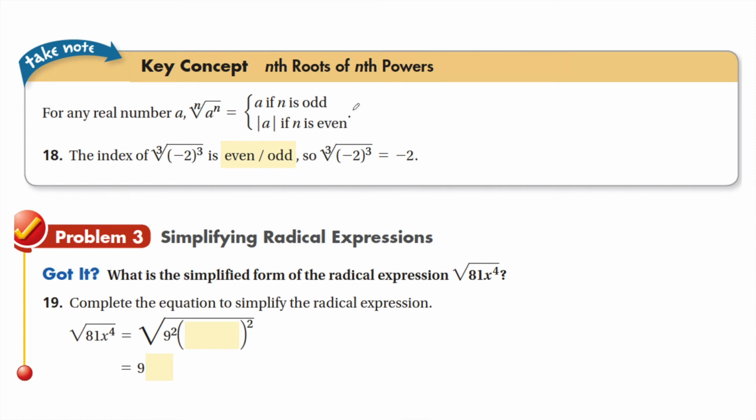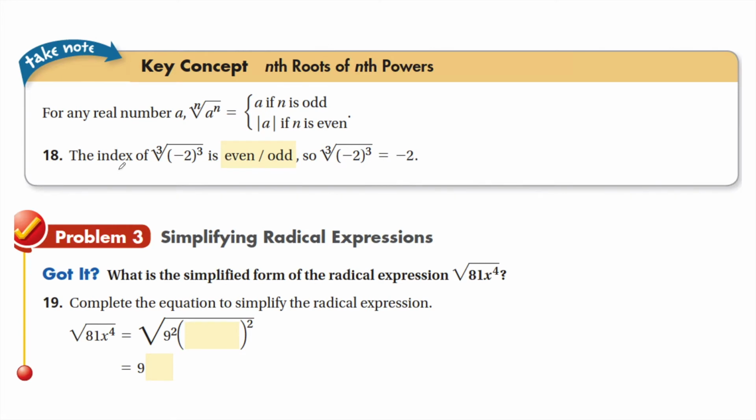Key concept number 2, nth roots of nth powers. For any real number a, the nth root of a raised to the nth power could potentially be 2 separate solutions. It's either going to be the original answer that's on the inside, so whatever this a ends up being, it's going to be that number, if the n is an odd number, or it's going to be the absolute value if n is going to be an even number.